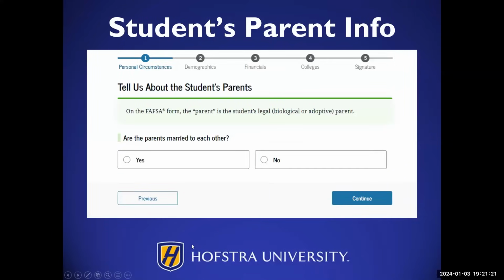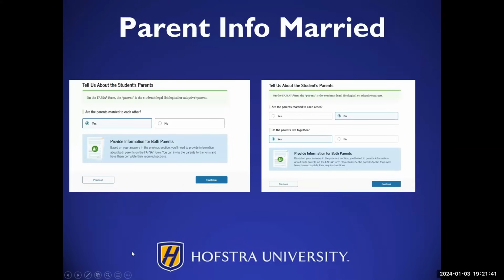So after that section, it's going to tell you about the student's parents. So the student would indicate if these parents are married, yes or no. And on the FAFSA, just so everybody knows, a parent is the student's legal, biological, or adoptive parent. So I have a few different screenshots here. So if parents are married, and they are married to each other, yes. If they're married to each other and they press no, but the parents live together, you would need to provide information for both parents.